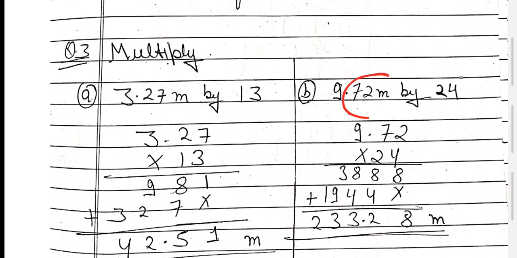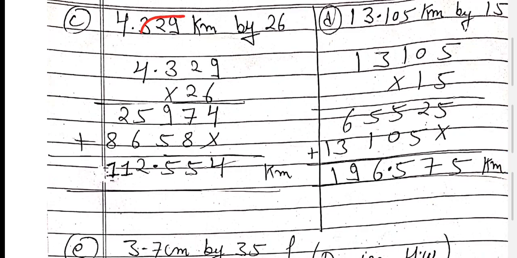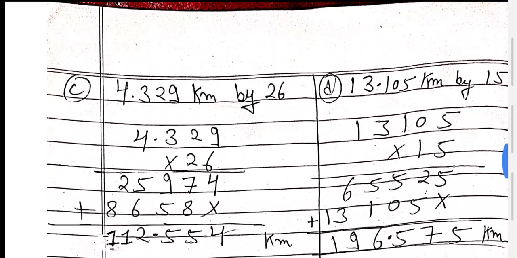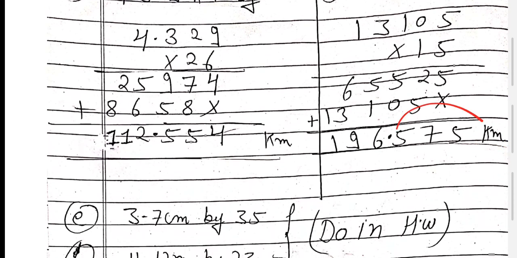How many decimal places are there? You have to check how many digits are there after the decimal, and write the decimal from the back side. Similarly, do the multiplication as normal calculation. How many digits are there? 3. So from the back side put the decimal after 3 digits.